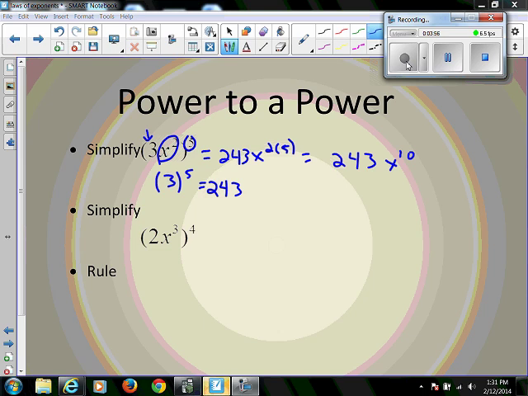Let's look at the next one. Act like the variable's not there. So we're going to do 2 to the 4th, and we take our exponents and multiply them. 2 to the 4th, 16. 3 times 4 is 12. Do we have a rule? Okay. We know we multiply our exponents and we raise the coefficient to the exponent.